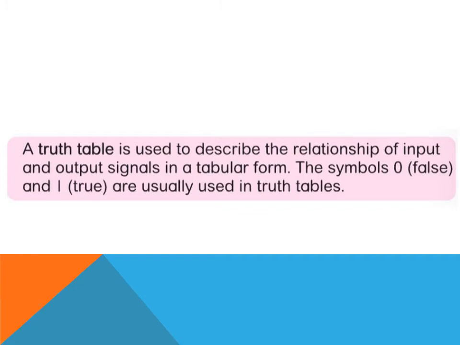Now, the truth table is used to describe the relationship of input and output signals in a tabular form. Obviously, the name truth table has a table in it, so it will represent something in a tabular form. What is that something? It will represent the input and output signals, all represented by zeros and ones. The symbol 0, false, and 1, true, are usually used in truth tables. So, the low voltage 0 will be considered as false, and the high voltage 1 will be represented as true.